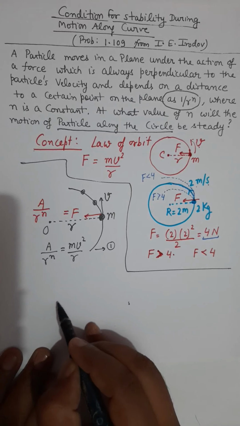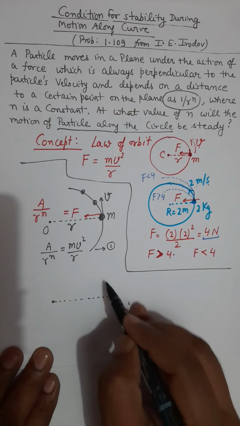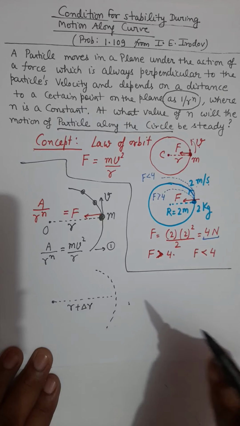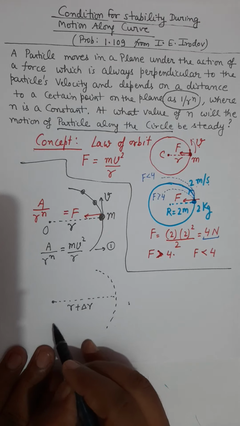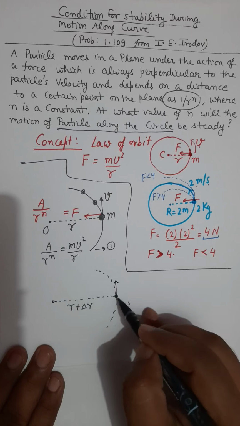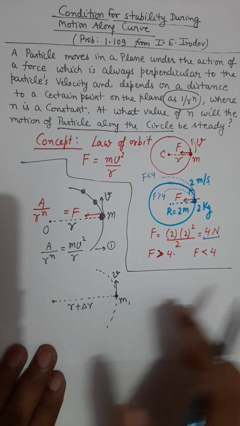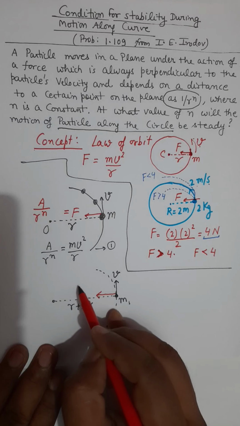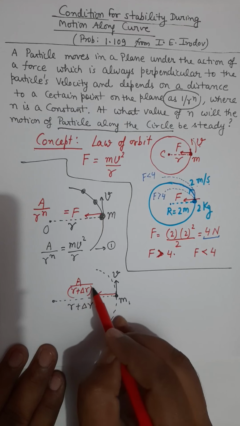What happens if I increase the radius of this particle and I make it r plus delta r? Still the particle will have the same mass and the same speed now. But if you increase the radius, definitely the force which is toward the center will change, and now it will become A over r plus delta r raised to the power n.